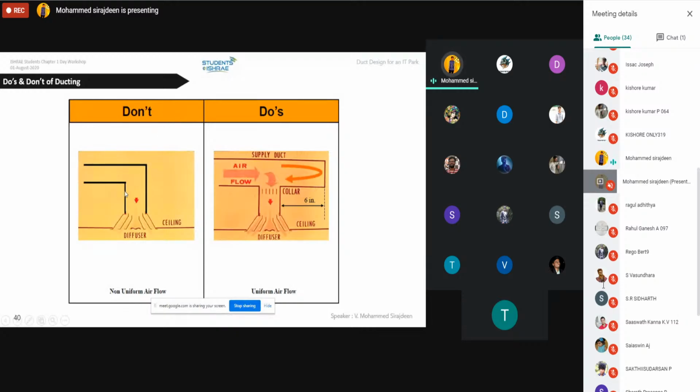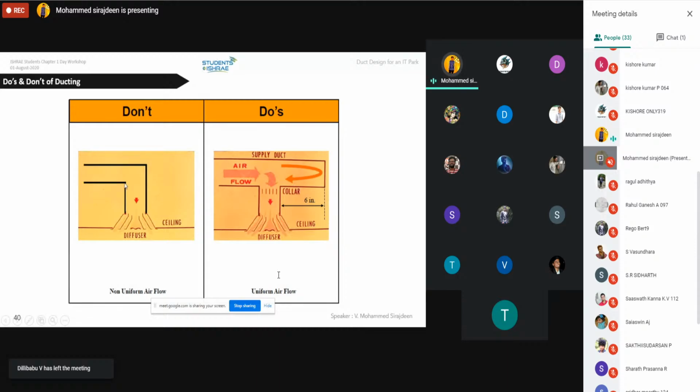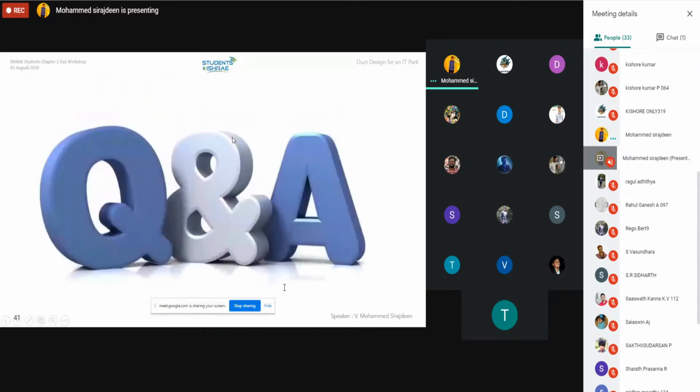Again, we cannot put a diffuser or grill simply at the end of the duct. We have to give at least 6 inches of space from the last grill. Then only the air will go and fill the spaces, and the continuous flow will be like this. If it is what is called a mitred elbow, the air will not be in a smooth position. It will be turbulent. So it should not be loose. That's it.